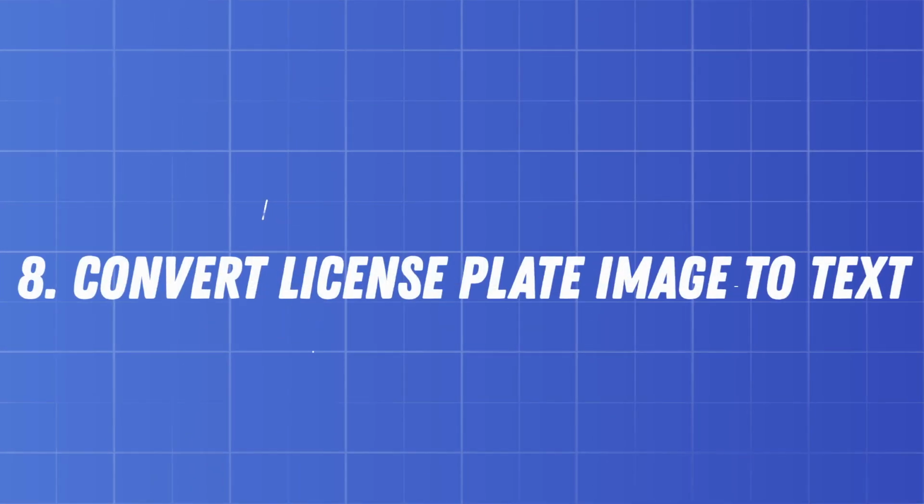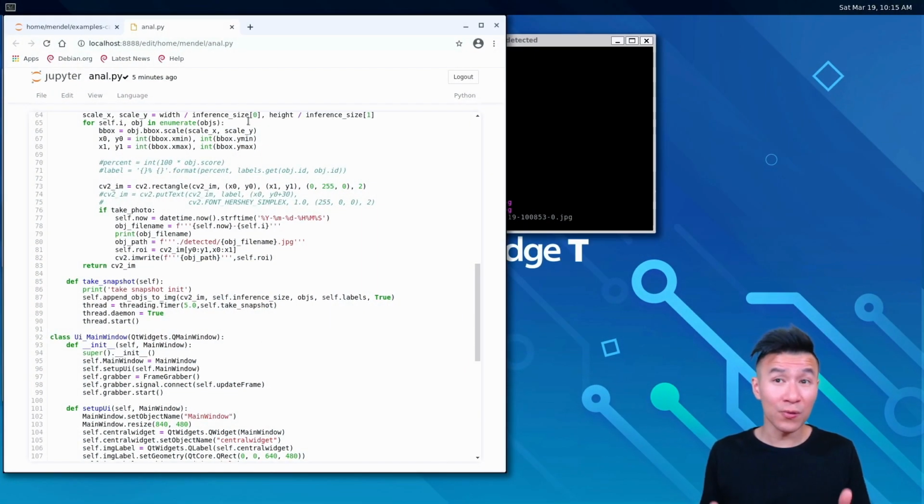Now we need to convert the image to text, and we're going to do that with the OpenALPR library, which is an open source automatic license plate recognition library. This was a prerequisite, but if you don't have it installed, then just follow my OpenALPR installation tutorial. Link will be in the video description.